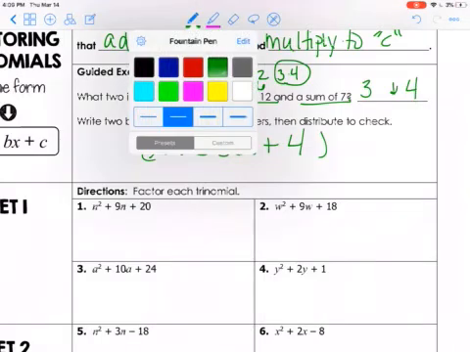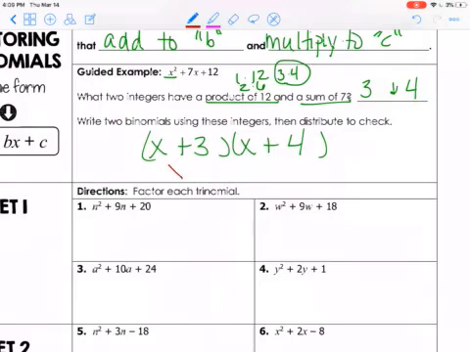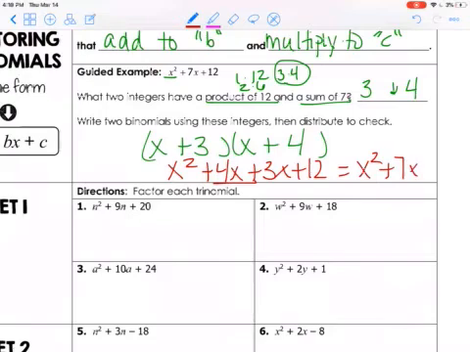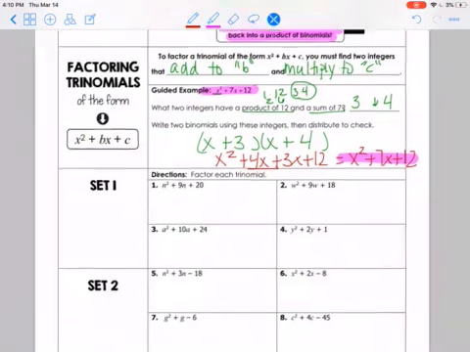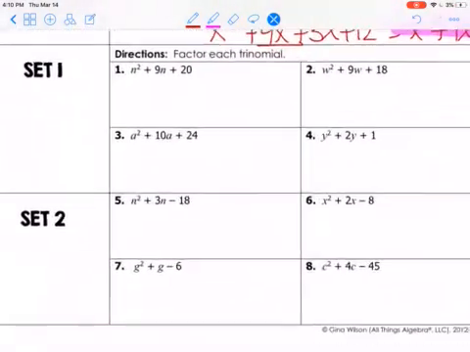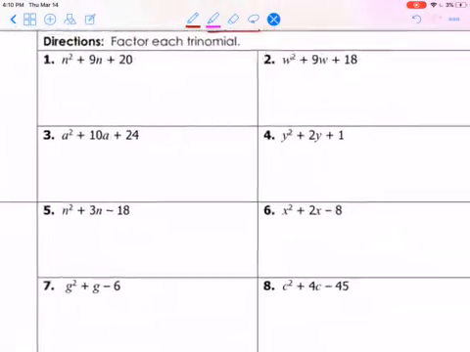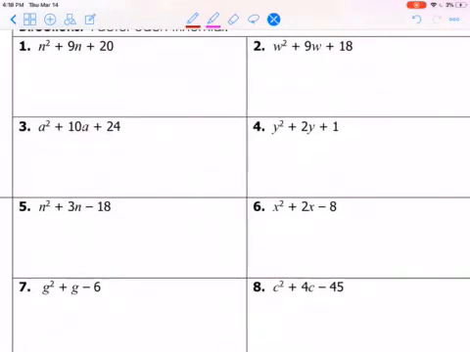If I were to FOIL this, I would get x squared plus 4x plus 3x plus 12. Combine my middle terms, and I would get x squared plus 7x plus 12, which is the exact same thing that I started with. So the factors are the binomials of the trinomial. So I'm going to show you guys how I do this, and then we'll go from there.